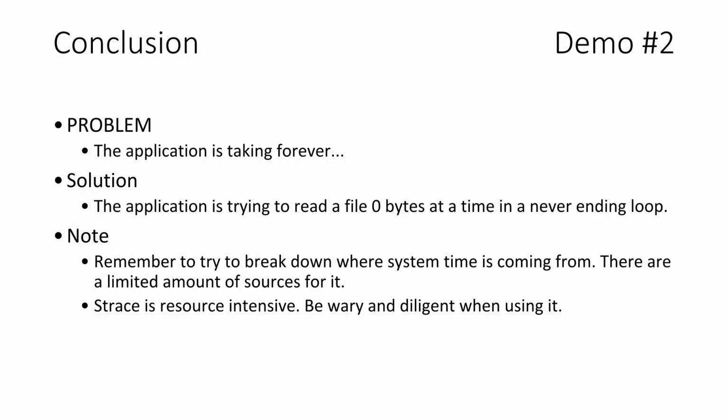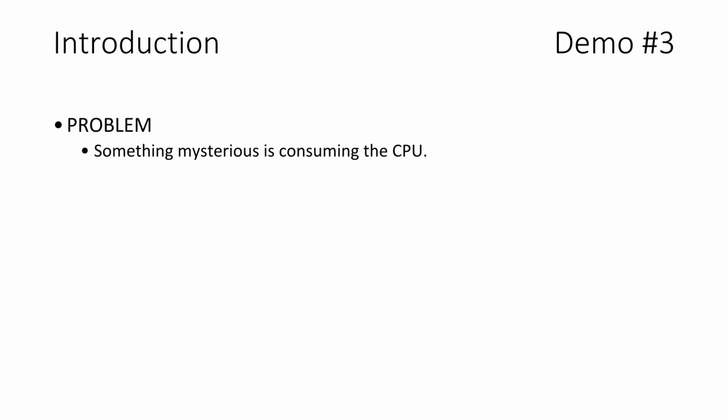So, we found that the application was trying to read a file 0 bytes at a time in a never-ending loop. We managed to drill down to the solution after recognizing that there was a high amount of system time utilization. Then, after eliminating the other possibilities of swap, disk, and network, we found that there was an excessive amount of system calls being run by the application. Let's now move on. In this next demo, something mysterious is consuming the CPU. It's our job to figure out what's wrong.